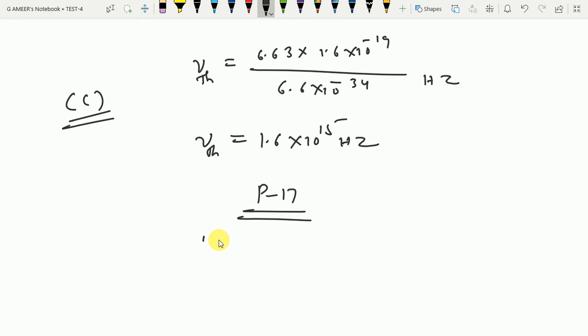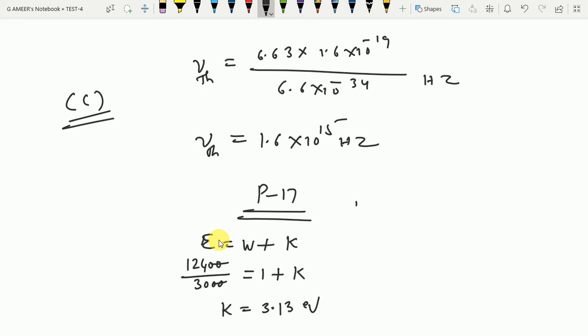So again the equation E is equal to work function plus kinetic energy. The incident energy corresponding to the wavelength in angstroms is 12400 divided by 3000, so the answer is 4.13 electron volts. Subtracting the work function, 4.13 minus 1 is 3.13. So the kinetic energy will become 3.13 electron volts.